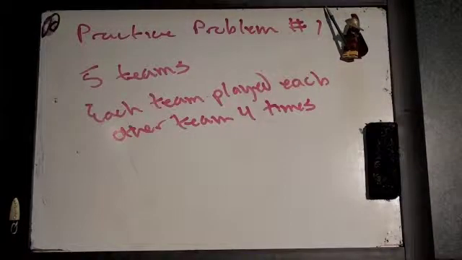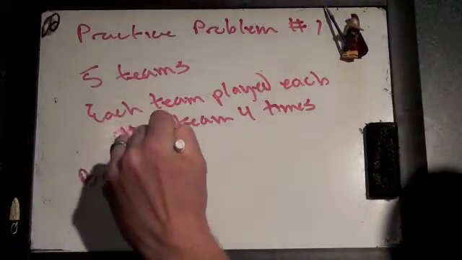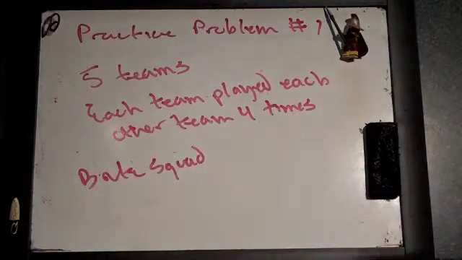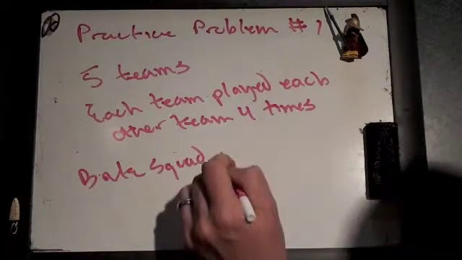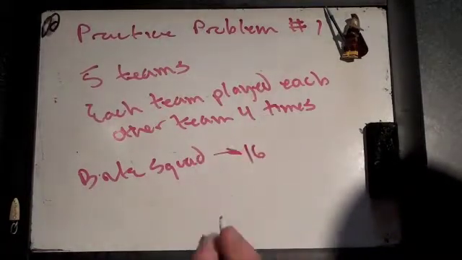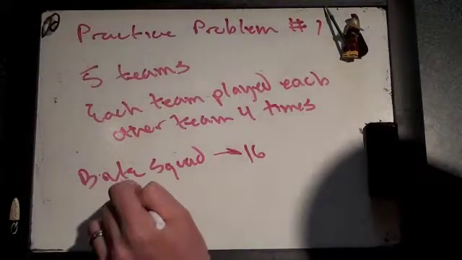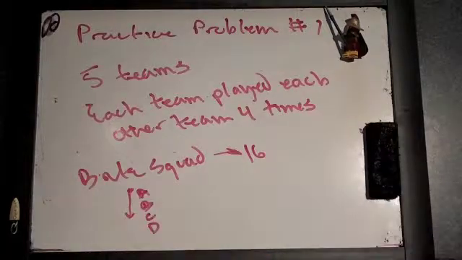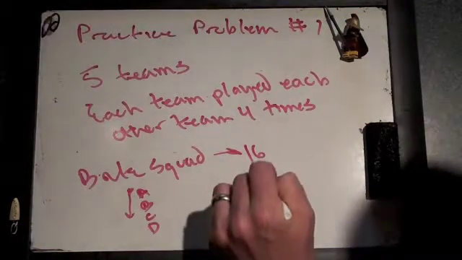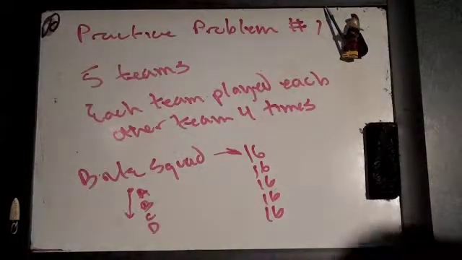Okay, so first question, how many games did Brute Squad play? How many other teams were there? 4 other teams. And how many times did they play each of those 4 other teams? 4 times. So how many games did Brute Squad play? 16. Okay, that's right. And there were 4 other teams. Let's just call them A, B, C, D. So there were 16, 16, 16, 16. Each team played 16 games.